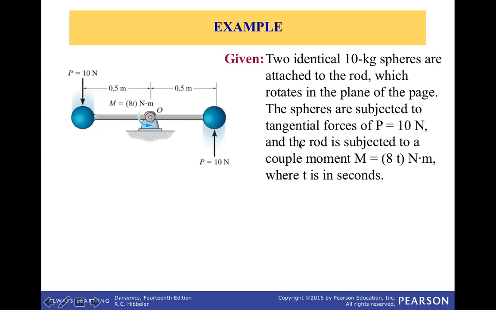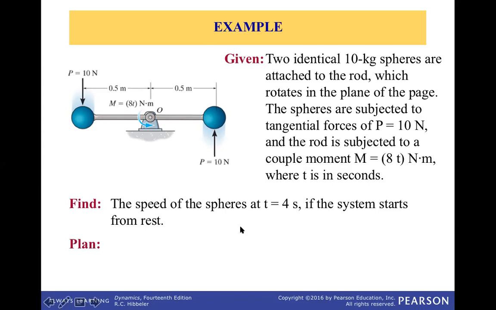And then it says the rod is also subject to a couple moment, M equals A times T, where T is in seconds. So the rod also receives a moment. Sometimes it's called a couple moment, but it still means the moment of force on the rod. So it's still M. If you see couple moment, it simply means moment of force.